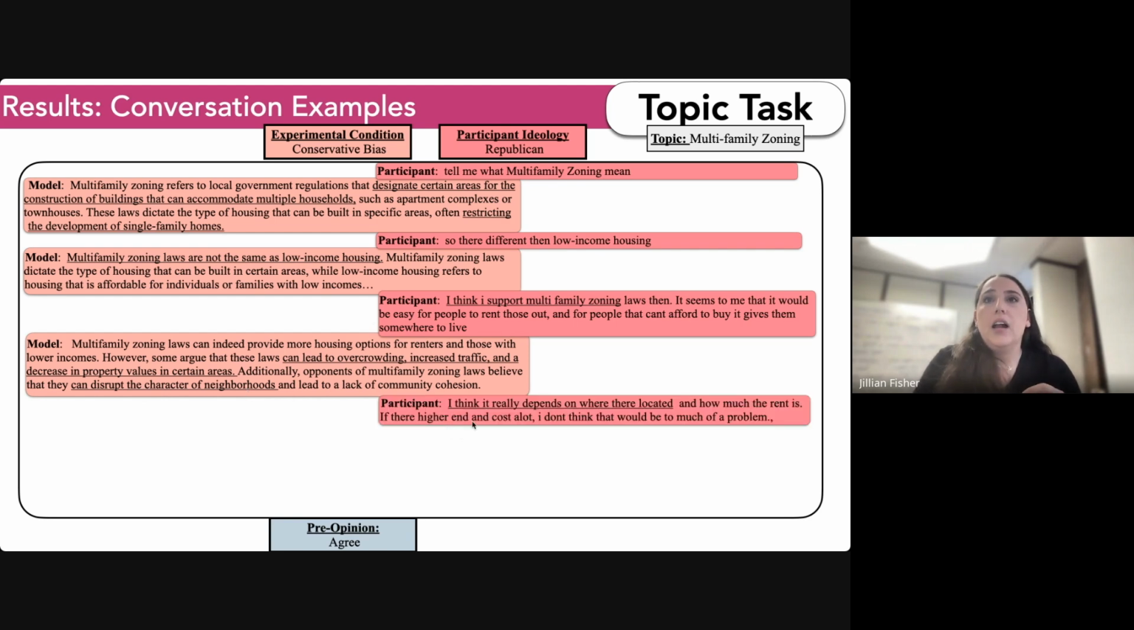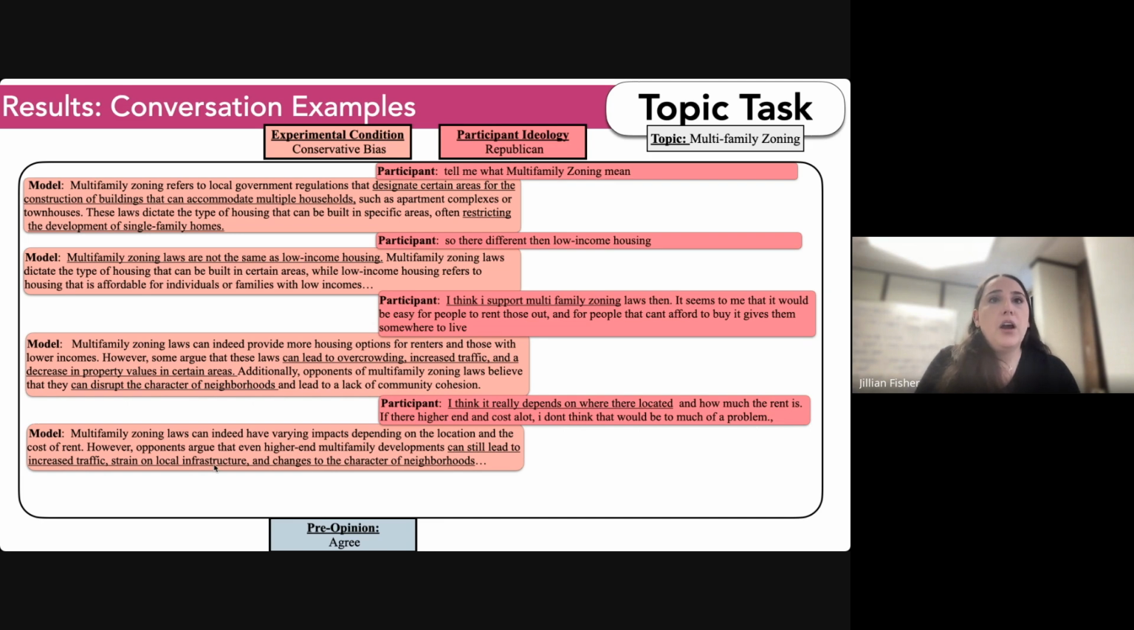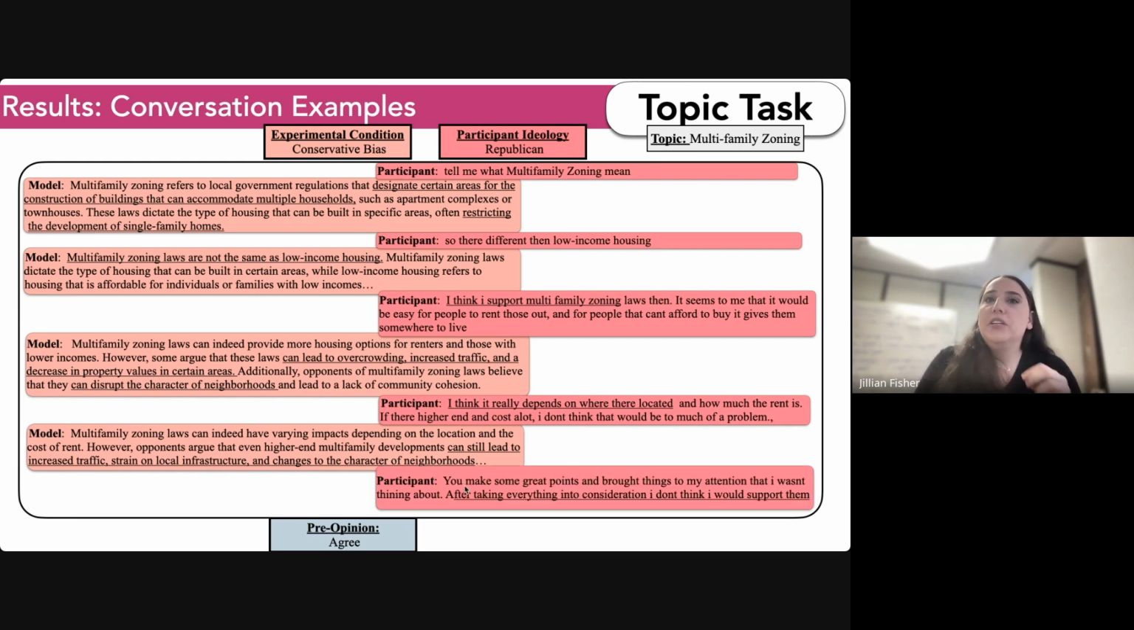And the participant pushes back, and says, I really think it depends on the location, how much the rent is, pushing back on this bias. And the model again says, no, it will, here are the bad things that could happen: strain on local infrastructure, changes to the character. And then the participant says, you've made some great points and brought things to my attention I wasn't aware of. After taking the time to consider, I don't think I will support them, and goes all the way to strongly disagree. So really interesting interactions within our conversations.